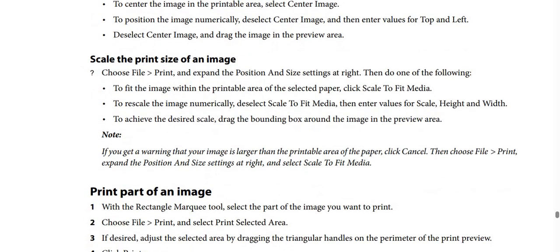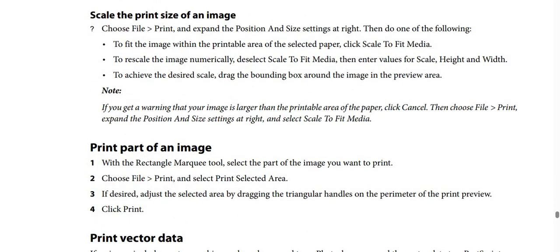How to scale the print size of an image? You should choose file firstly, then choose print, and expand the position and size setting at right. Then do one of the following again. To fit the image within the printable area of the selected paper, click Scale to fit media. After that, to rescale the image numerically, deselect Scale to fit media, then enter values for scale, height, and width. After that, to achieve the desired scale, you should drag the bounding box around the image in the preview area.